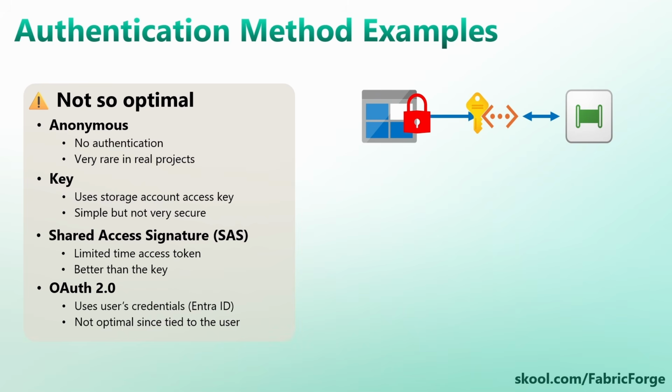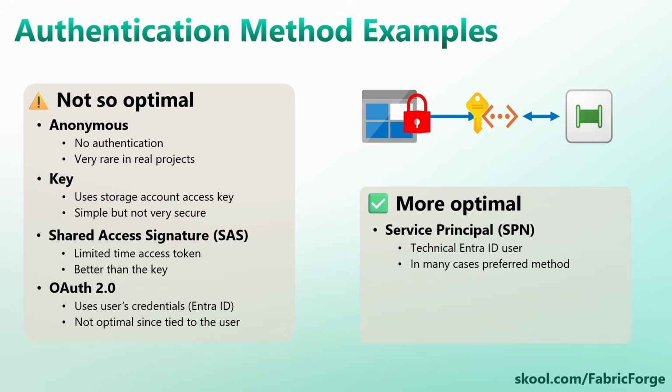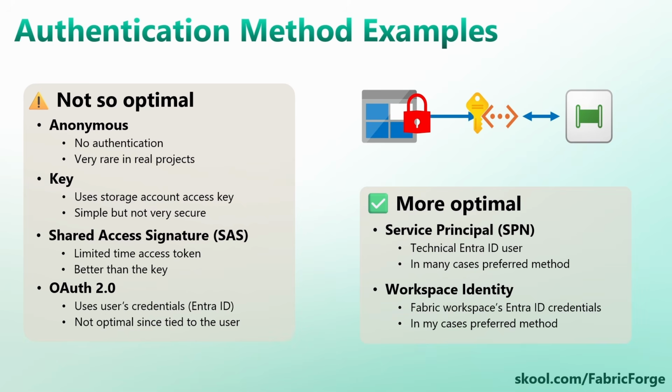Then we have our preferred and more optimal methods. First, we have service principal, that is the Entra ID based authentication like the OAuth 2.0, but it is using a technical account and not someone's personal account. Then we have the Fabric Workspace Identity that is very similar to Service Principal, but it is automatically created for the workspace, so no real setup is needed for that one. With Service Principal and Workspace Identity, there are their own strengths and weaknesses that we're not going to cover here.